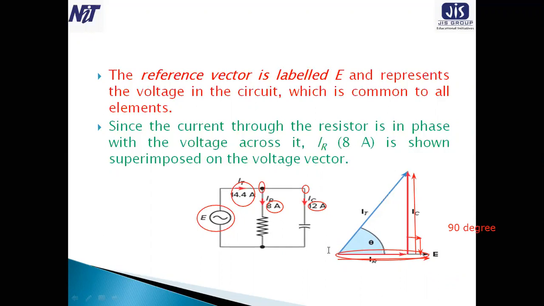Now, two currents are there in this circuit. The first one is IR and the second one is IC. The vector sum of IR and IC is equal to which one? IT. If we consider the summation of these two currents, then we can say that IT is the summation of IR and IC. Okay, so this is the phasor diagram of this given circuit.